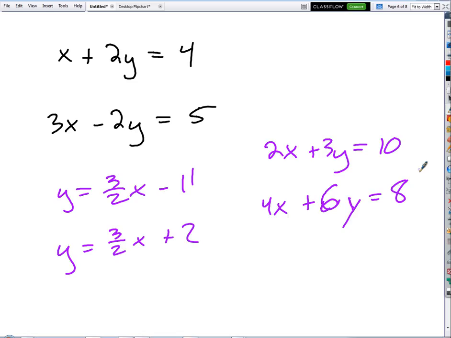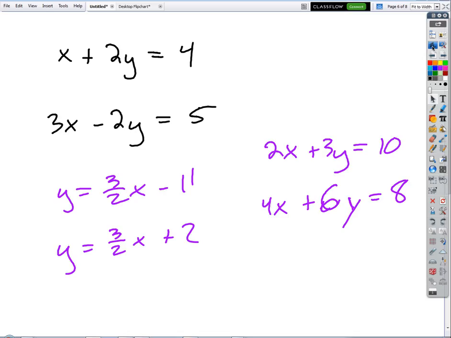Then we probably have to put them in slope-intercept form every time. Okay, I think you got the idea. So let's move on. I'm probably taking more time than I need to with this. Let's take a look then at how we solve these systems.